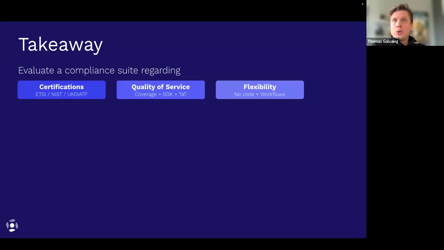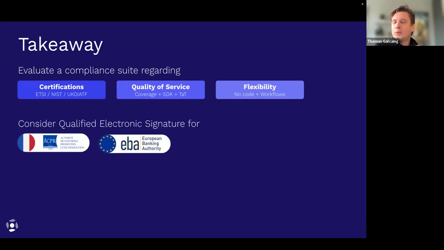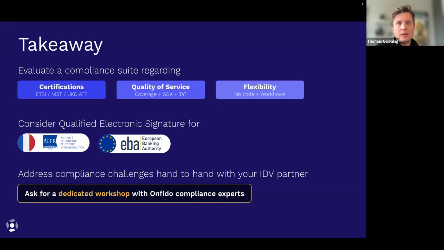What are the key takeaways? You should look at certification, quality of service, and flexibility of the compliance suite solution. You can consider qualified electronic signature as the best option to meet the French financial regulation as well as to meet the EU EBA guidelines. Addressing compliance challenges is complex, and you can benefit from your IDV partner's expertise. So don't hesitate to ask Onfido to set up a dedicated workshop with your compliance expert.